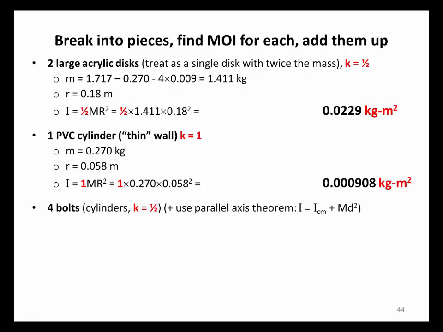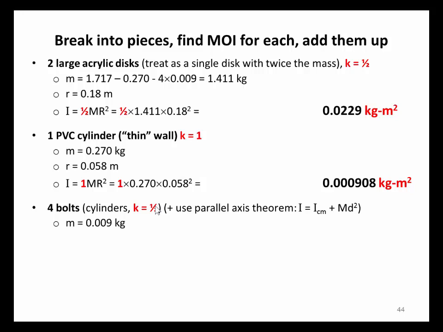So the final set of objects we need to consider are the 4 bolts. And those are small cylinders. So we'll use k equals 1/2 for that. And then what we'll do is use the parallel axis theorem to shift that out to the edge. Now the question is, if these are so small, could you really consider them as a point object, just shift it out to D and use k equals mr squared? And you could probably do that, but I'm going to use this methodology. And if you did the other calculation, you'd probably find it wouldn't be a significant difference.